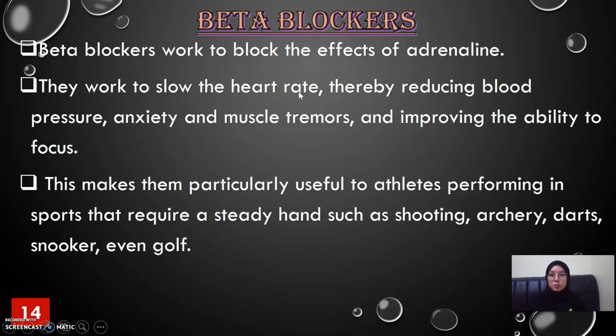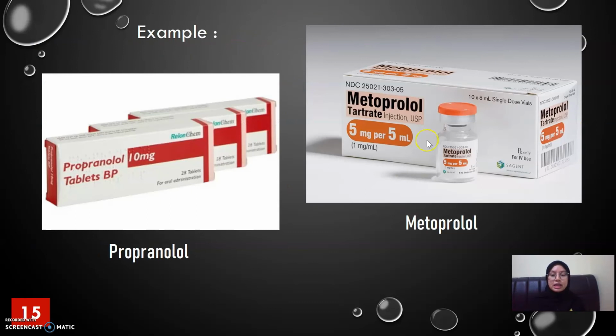Last is beta blocker. Beta blockers work to block the effect of adrenaline. They work to slow the heart rate, reduce blood pressure, anxiety, and muscle tremor, and improve the ability to focus. This makes them particularly useful to athletes performing in sports that require a steady hand, such as shooting, archery, darts, snooker, and golf. Okay, this one is an example for beta blocker.